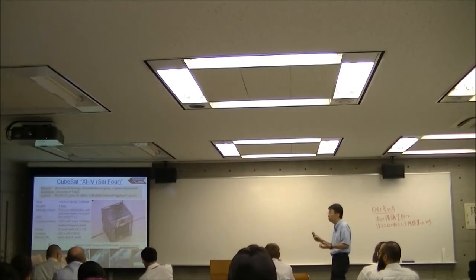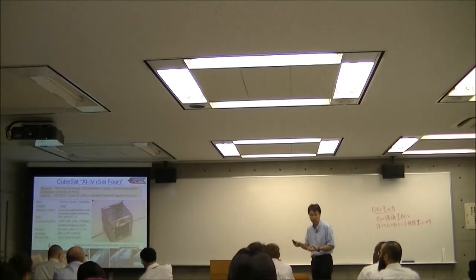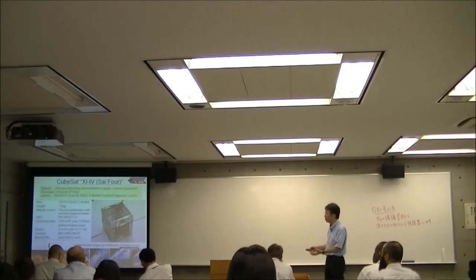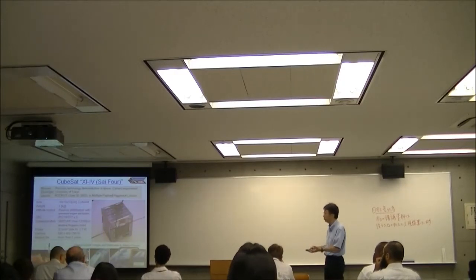There has been almost no radiation phenomenon during these 9 years, so it was very strong against radiation. For the communication system, we use the amateur ham frequency. And the speed was very, very low, just 1.2 kilobits. And we have small cameras here.